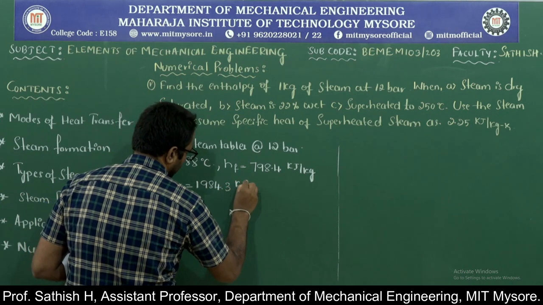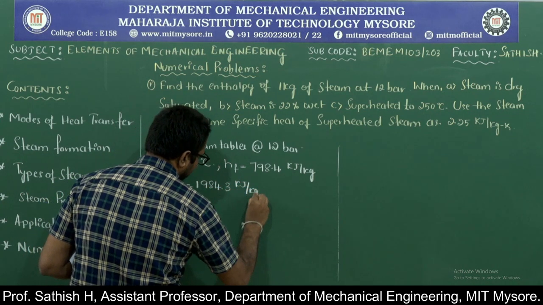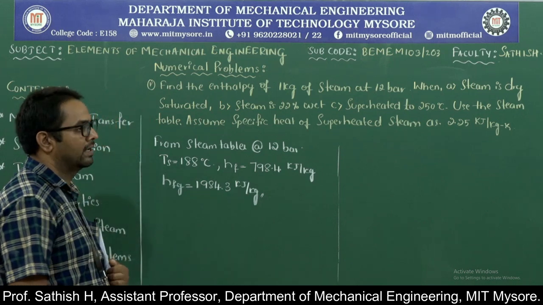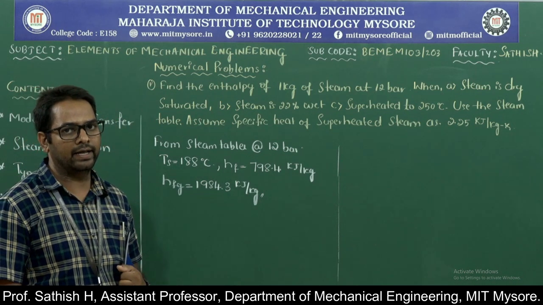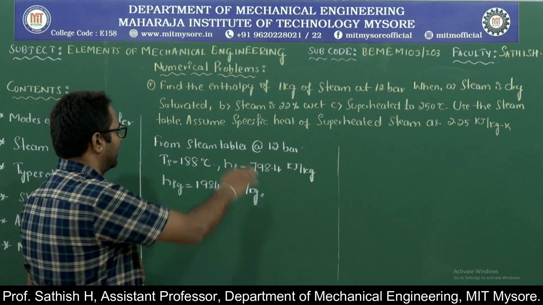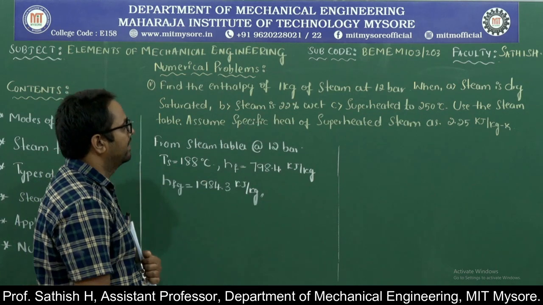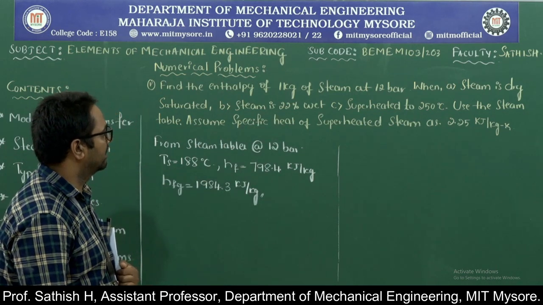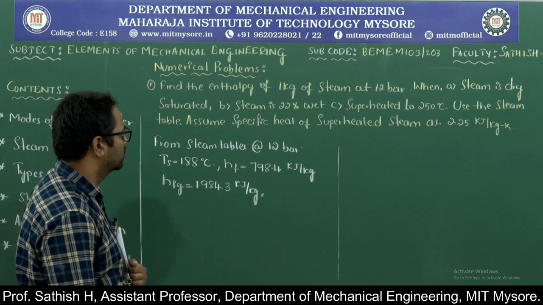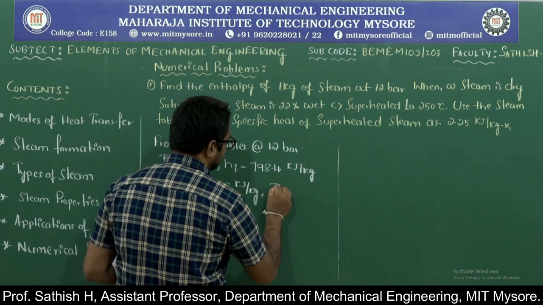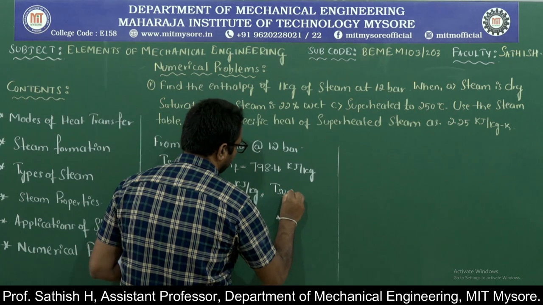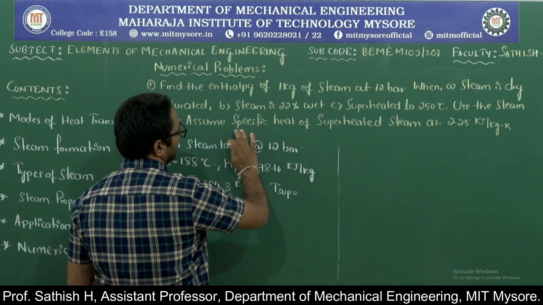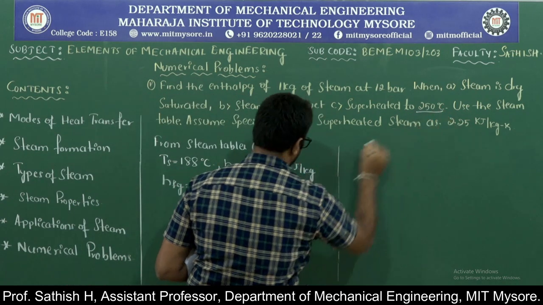1984.3 kilojoules per kg. These are the properties I need in order to calculate whatever is asked in the problem. And then they have also given the pressure and also the superheated temperature, that is T_sup, which is 250 degrees centigrade.